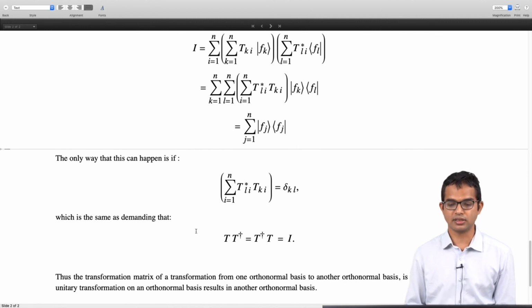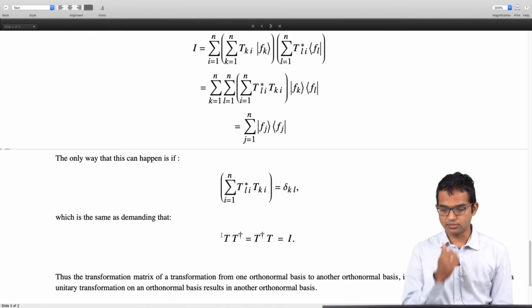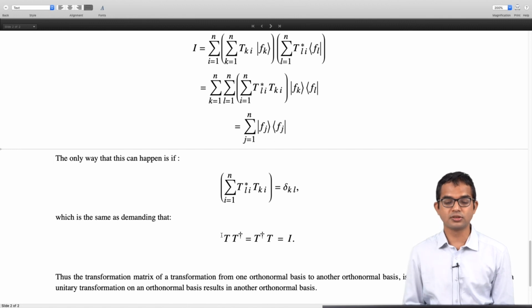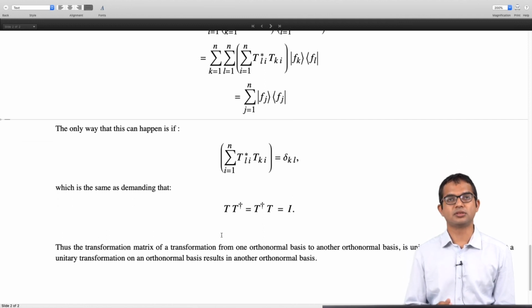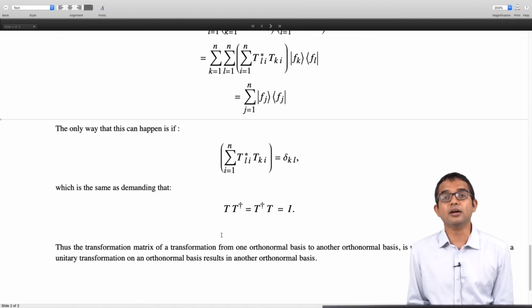So that's our result. For a unitary operator or a unitary matrix, we know that the inverse is the same as the dagger itself. So T inverse is equal to T dagger. So the similarity transformation which operators undergo when you change basis, instead of it being just T A T inverse, is the same as saying it is T A T dagger for a unitary transformation.